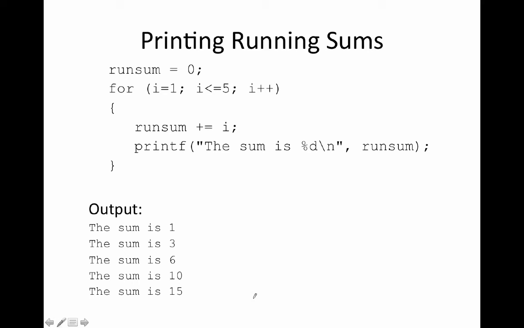Now, if we wanted to print each of the individual running sums rather than just the final result, we could add the printf statement to the action of the loop. So now instead of just adding the value of I to the running sum, the action is going to be a compound statement which will do that, but then also print each value of the running sum. So when I is 1, the sum is 1, we're going to print the sum as 1. When I is 2 and the running sum is 3, we're going to print the sum as 3. And then we print the sum as 6, and then the sum is 10, and then the sum is 15. So every single time we go through the loop and we add the next value of I to the running sum, we're going to print that result.